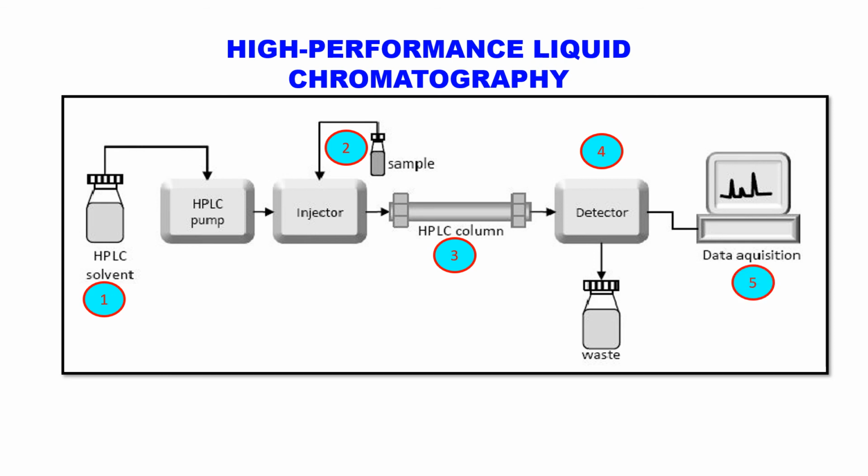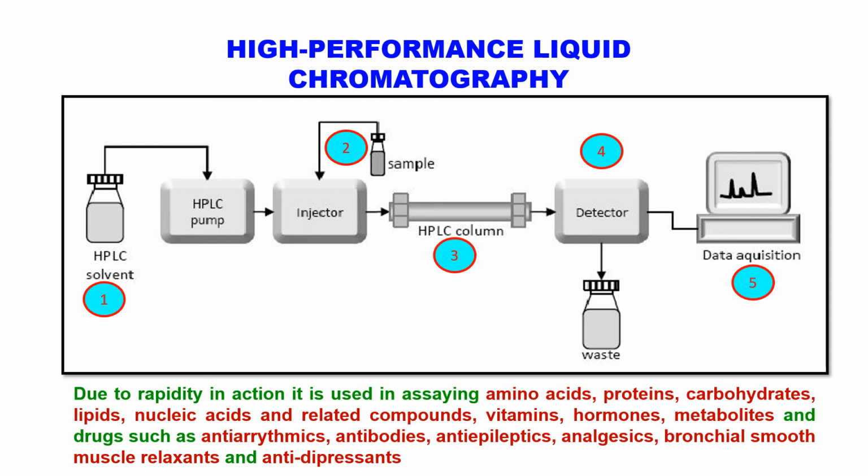So due to its rapidity in action and its performance capability, the HPLC is used in assaying multitude of components. These are amino acids, proteins, carbohydrates, lipids, nucleic acids and related compounds, vitamins, hormones, metabolites, and drugs such as antiarrhythmics, antibodies, antiepileptics, analgesics, bronchial smooth muscle relaxants, and antidepressants. So you can see the wide applicability of HPLC.